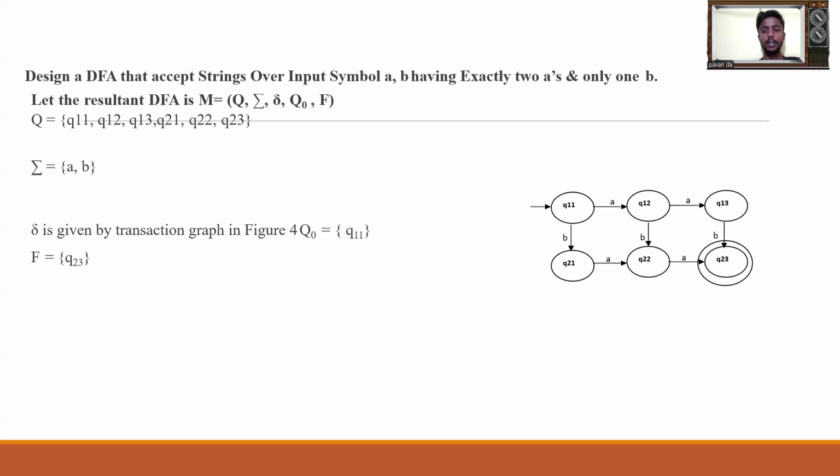It starts from there and goes to Q12 on A, and Q13 also on A, and Q13 to Q23, the final state, on B. Q11 to Q21 on B, Q12 to Q22 on B, and Q21 to Q22 on A, Q22 to Q23 on A. This is the solution for the question, as you can see.